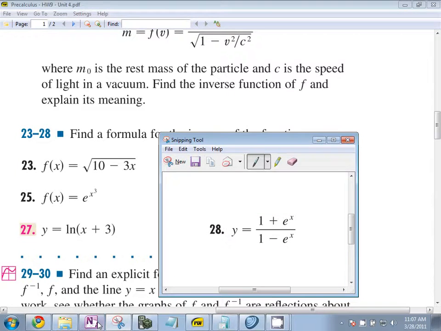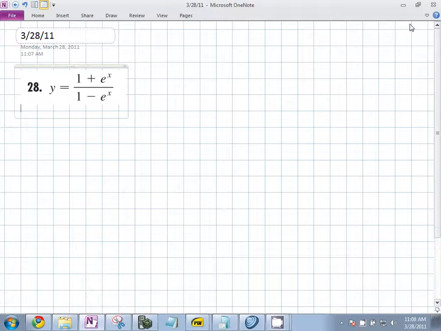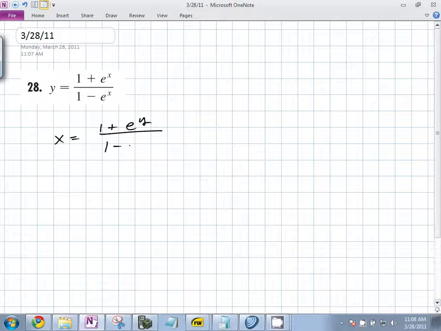So on 28, what's the first step? You're trying to find what? The inverse. So what's step 1? What do I like you to do first? Yeah, so I like x is equal to (1 plus e to the y) over (1 minus e to the y). What's your goal now? Yeah, we want to solve, I want to isolate y. Exactly. Okay. So what do we need to do first?